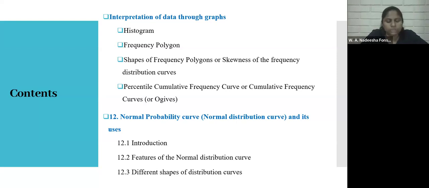And also, I told you that in statistics, there are two parts, descriptive statistics and inferential statistics. Inferential statistics also comes under educational statistics. So we don't go for such type of calculations. At this level, this is enough. So the last session is just the introduction of a normal probability curve.